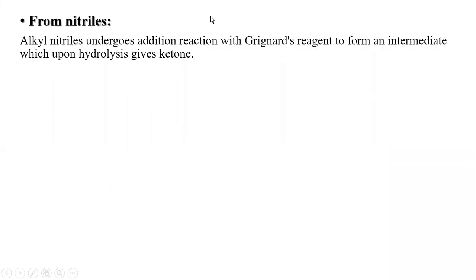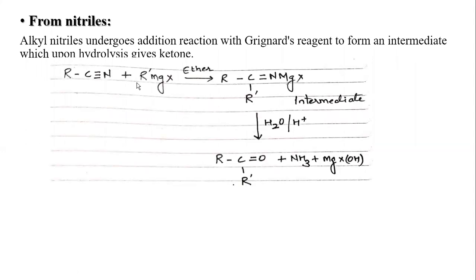From nitriles, alkyl nitriles give an addition product with the Grignard reagent, which upon hydrolysis gives ketone. In general, the reaction can be represented as alkyl nitrile, that is R C triple bond N, reacting with RMgX. We know carbon and nitrogen contain 3 bonds between them. One of the pi bonds will break and the valency of carbon and nitrogen get opened.